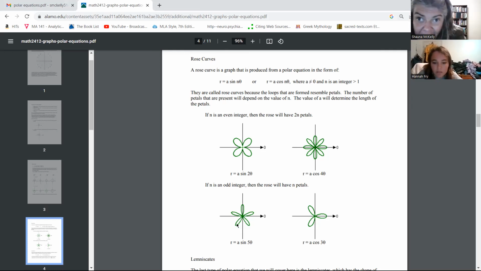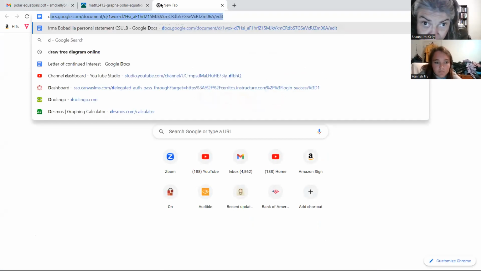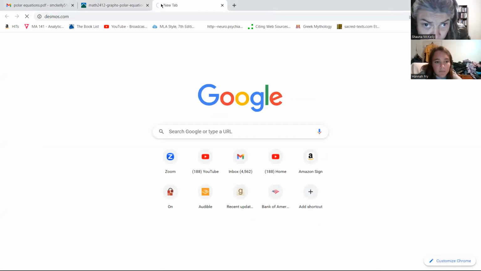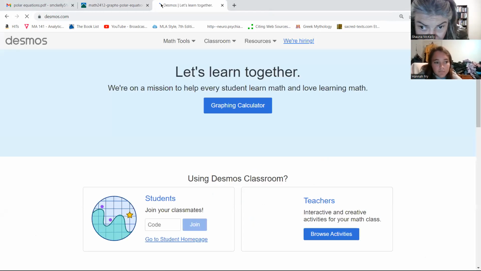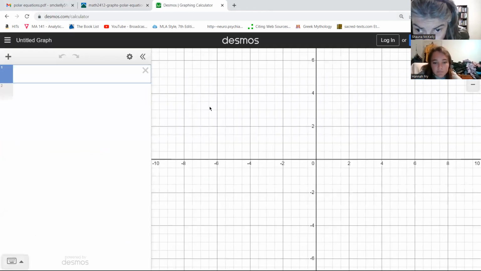Now, here's the deal. Let me open up Desmos and show you something, because this is easier to see. You can do this on your calculator as well, but I think when I'm trying to show it, it's easier to see on Desmos because Desmos makes it larger.